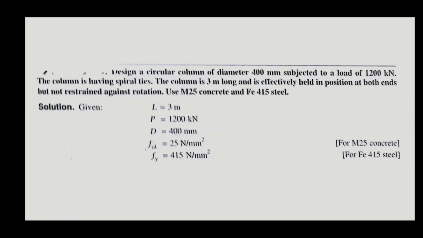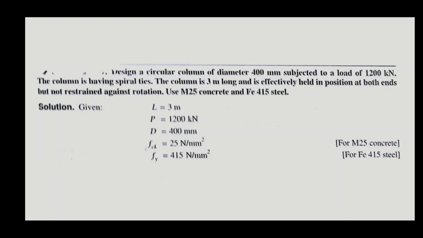So this is the problem on your screen. Design a circular column of diameter 400 mm subjected to a load of 1200 kilonewton. The column is having spiral ties. The column is 3 meter long and is effectively held in position at both ends but not restrained against rotation. Use M25 concrete and Fe415 steel. So this is the problem of helical reinforcement. We have to design a circular column with helical reinforcement. End conditions are given here.